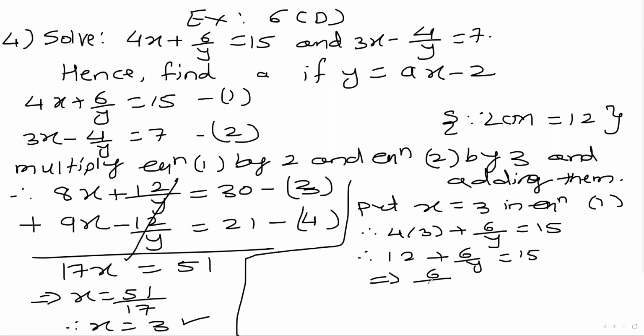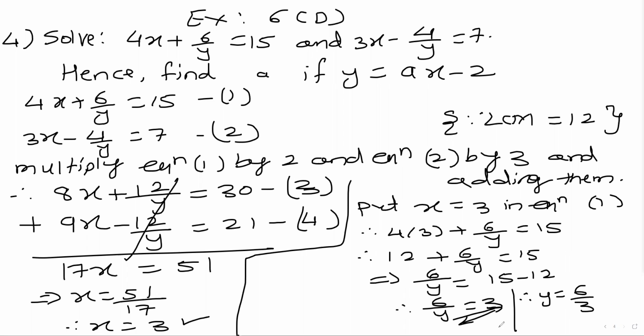This means 6y is equal to 15 minus 12, isn't it? So what do you get? 6y is equal to 3. Yeah, absolutely. Therefore, y is equal to 3 upon 6. Cross multiply. 6 will go to the denominator on the other side. So you get y is equal to 1 upon 2. Okay. So please write down the solution.